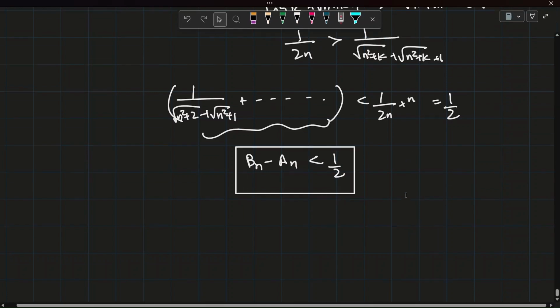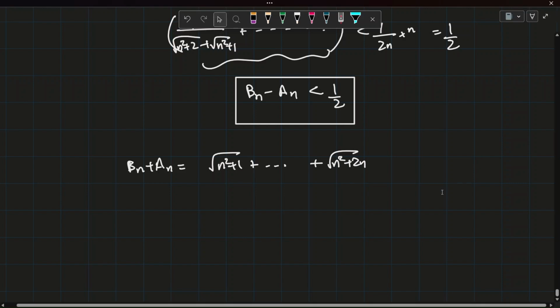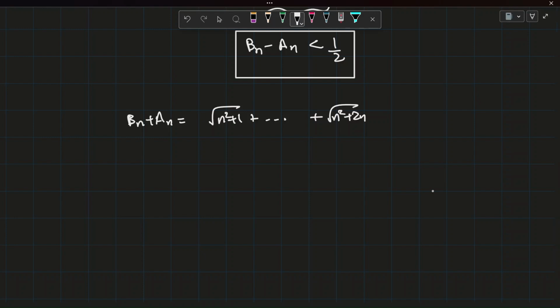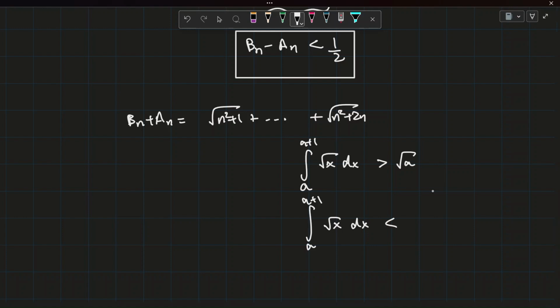Now let's try to figure out something about b_n plus a_n. So b_n plus a_n is equal to the square root of n squared plus 1 till the square root of n squared plus 2n. So now we will use some inequalities from integrals. You can say that the integral of the square root of x dx from a to a plus 1 is of course greater than the square root of a. And similarly, the integral of the square root of x dx from a to a plus 1 is less than the square root of a plus 1. These are two very important results.